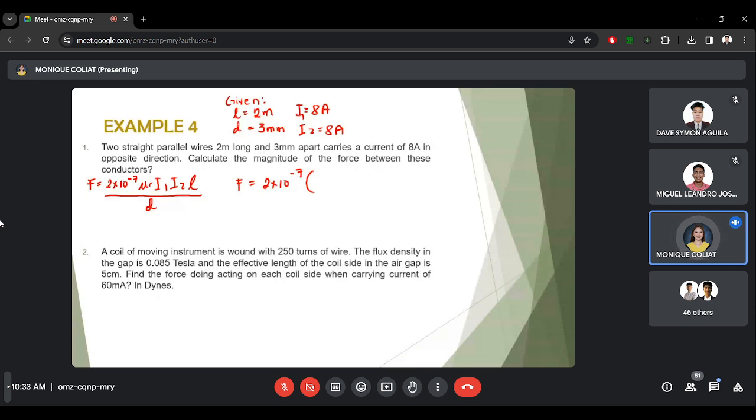Okay, so take note that we will use this formula only when we are using it in terms of MKS. So you have to convert everything in MKS. So, what is our mu R? Mu R, no mu R is given. So, you will use 1. Then, we have I1 is 8, I2 is 8. Length is 2 meters over 3 millimeters.